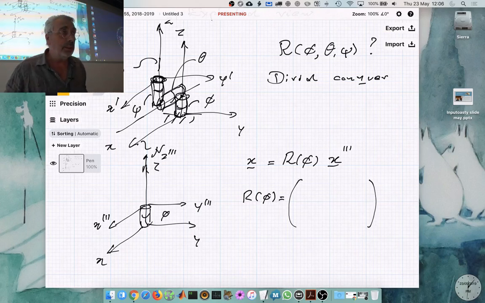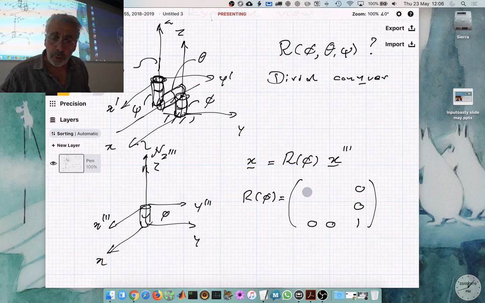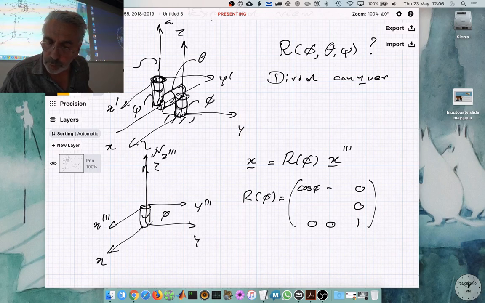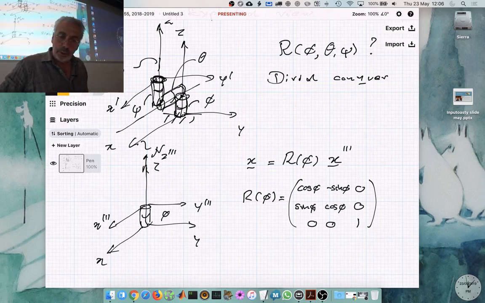With the z-axis nothing happens, so the z has no contribution. So we can write for the z all zeros here and zeros and a 1. And we only have to fill in the xy part, and the xy part is identical to the one in the two-dimensional world. So we have cosine phi, minus sine phi, sine phi, cosine phi. Okay, so that is super simple.